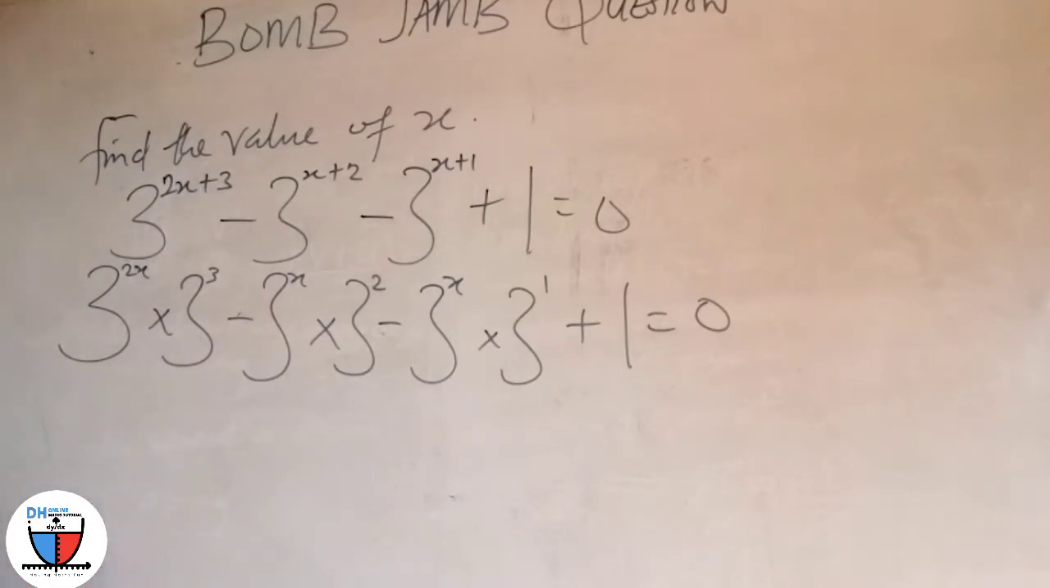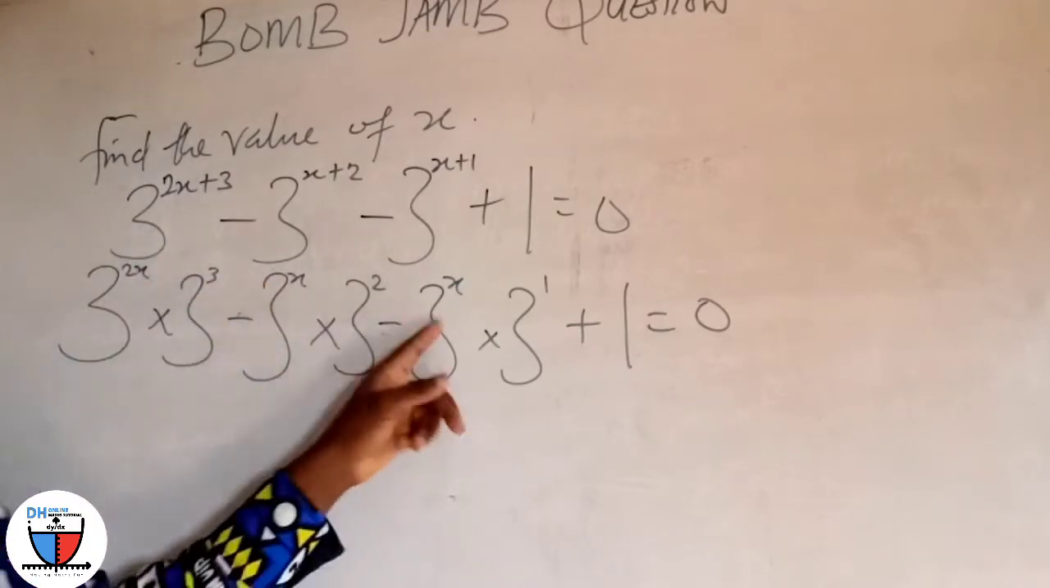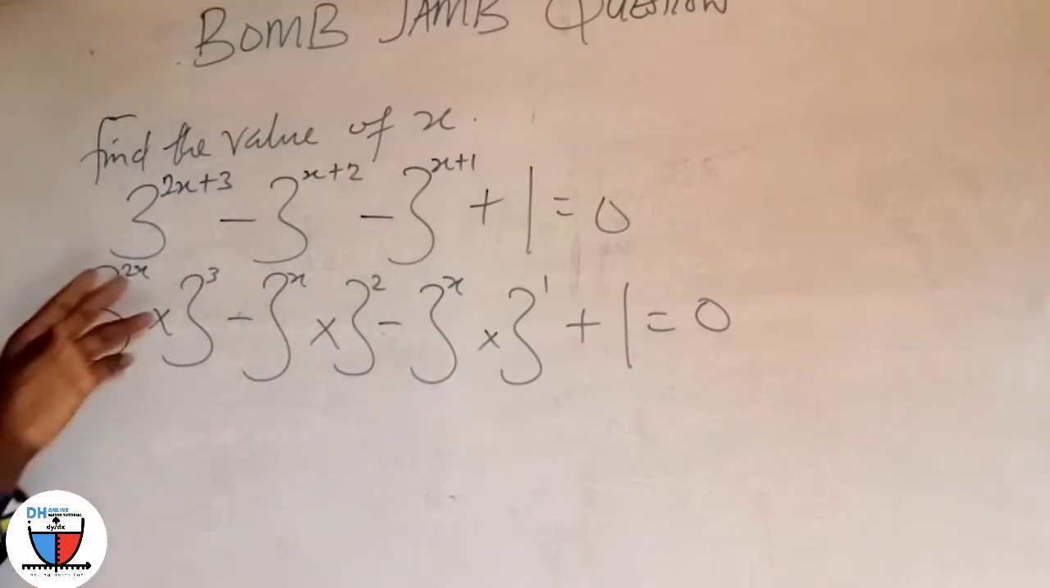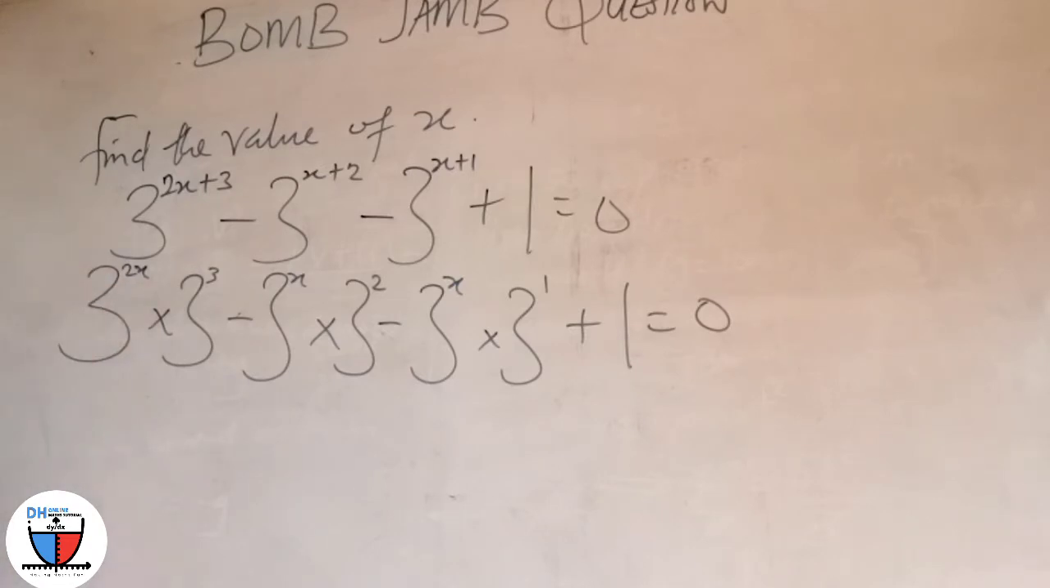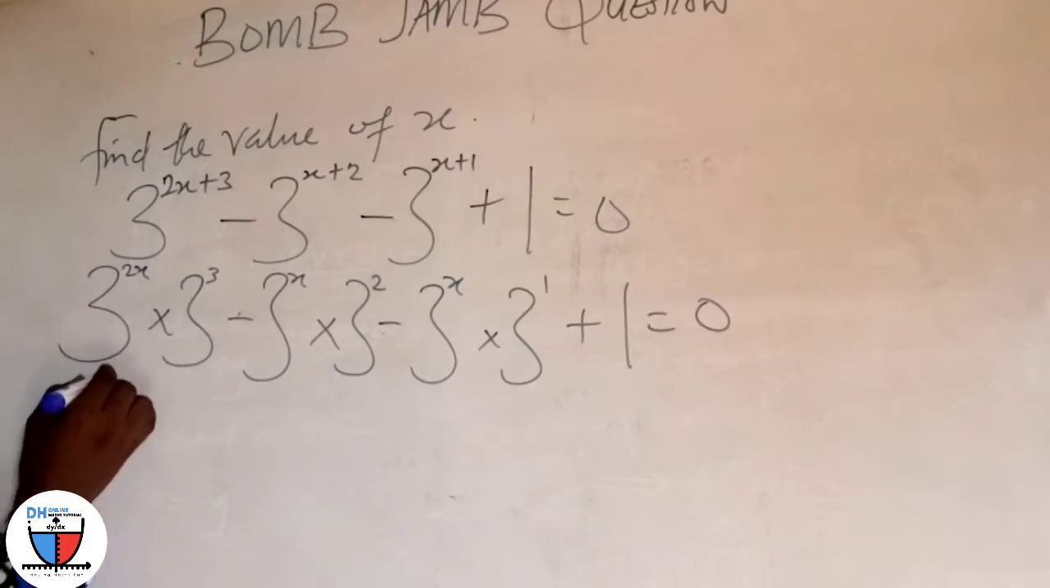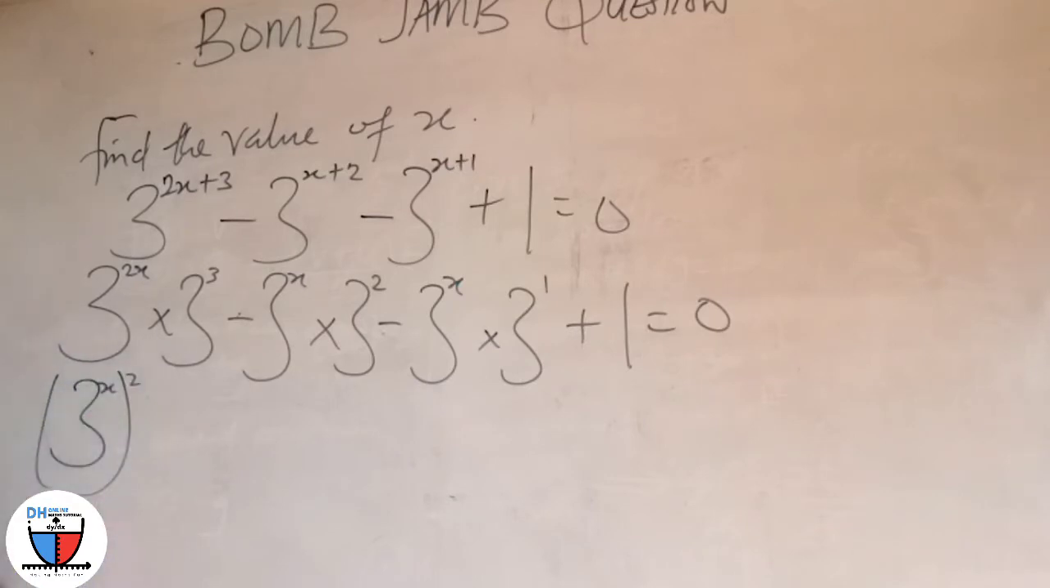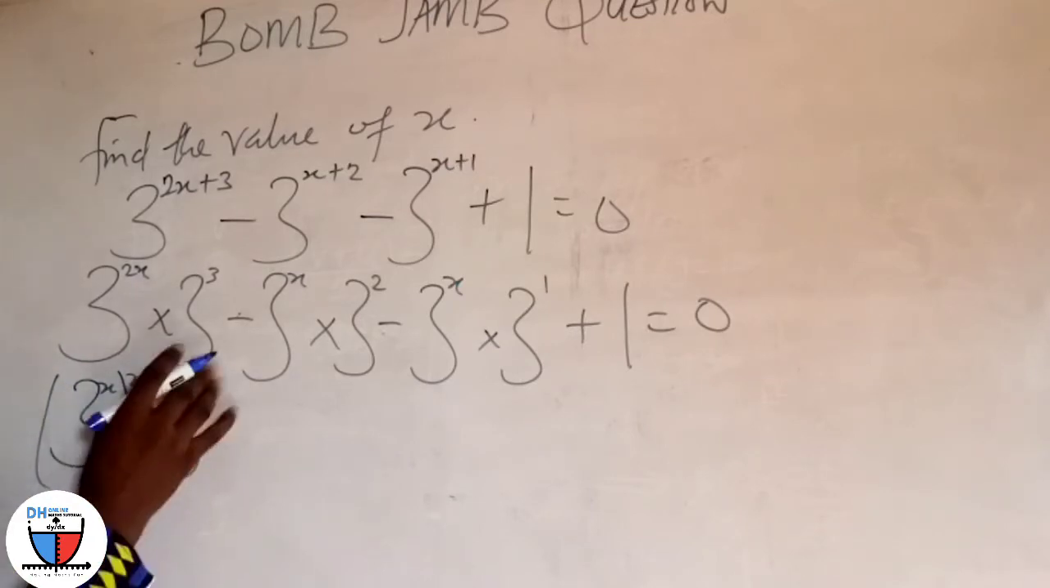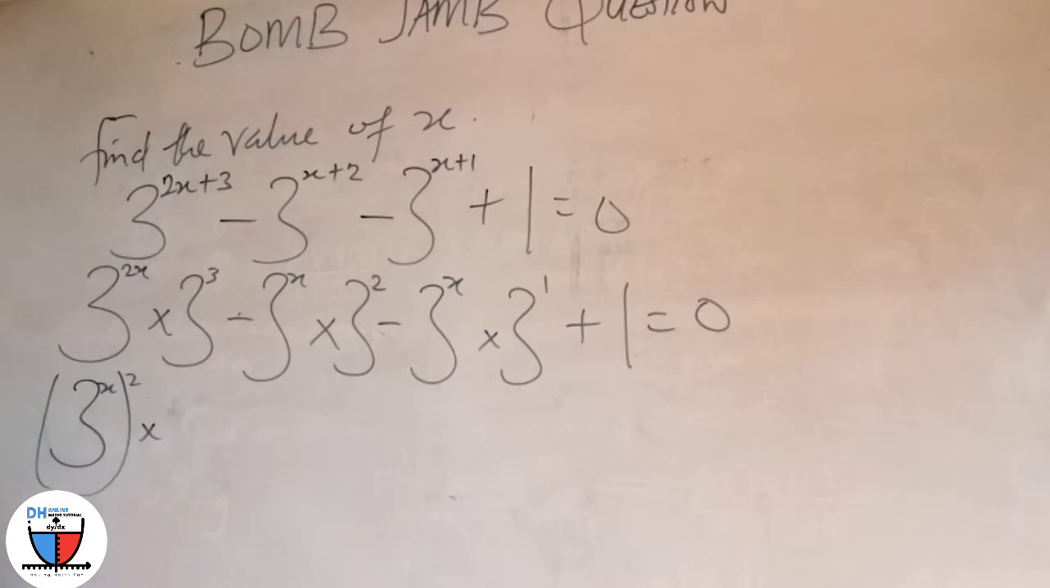Alright, the second thing you are going to do here is to look at this question. The goal is that we need something that is 3 to the power of x. This is 3 to the power of 2x, so we don't need it. So we have to make sure that our 2 is spaced outside, leaving the 3 to the power of x inside. So we have it to be 3 to the power of x, all raised to power 2.